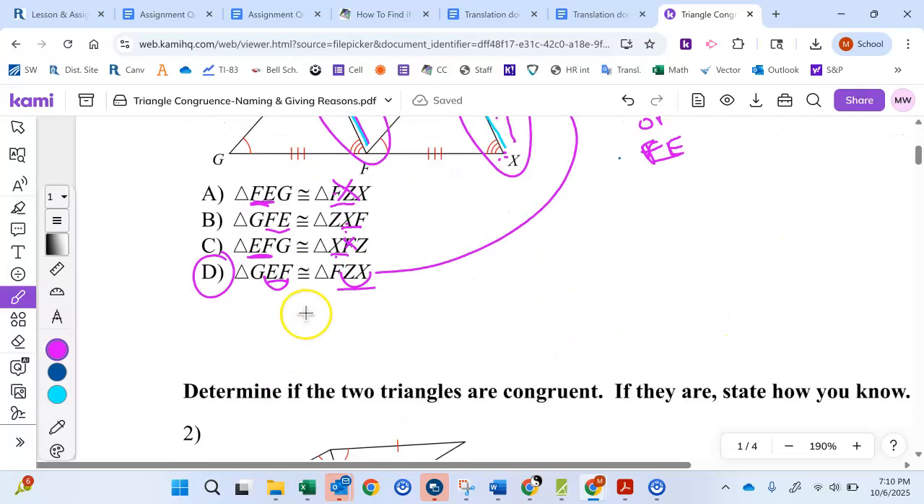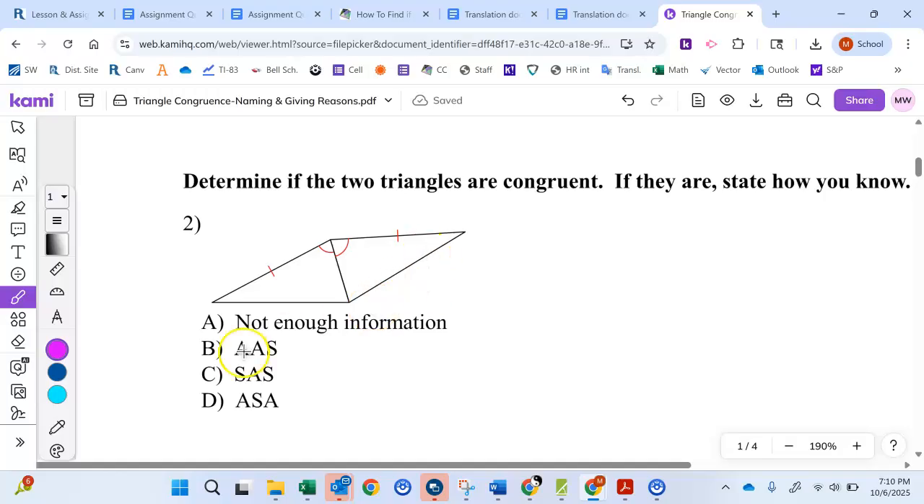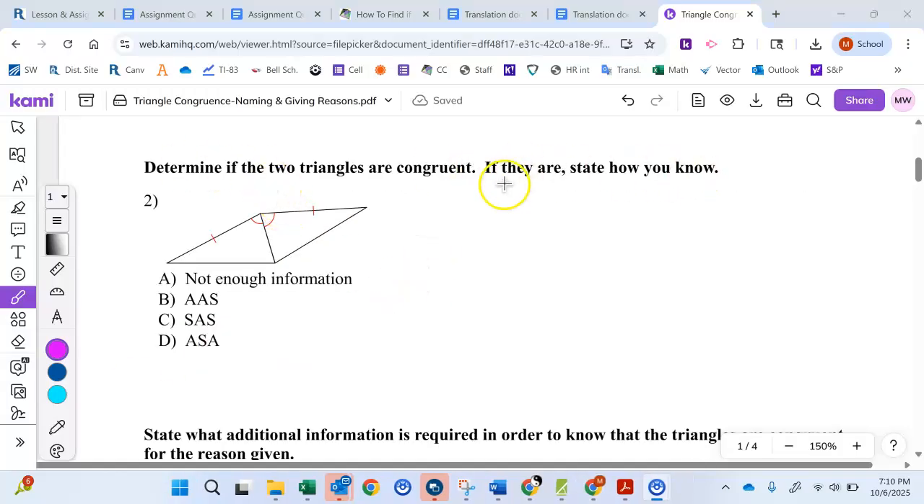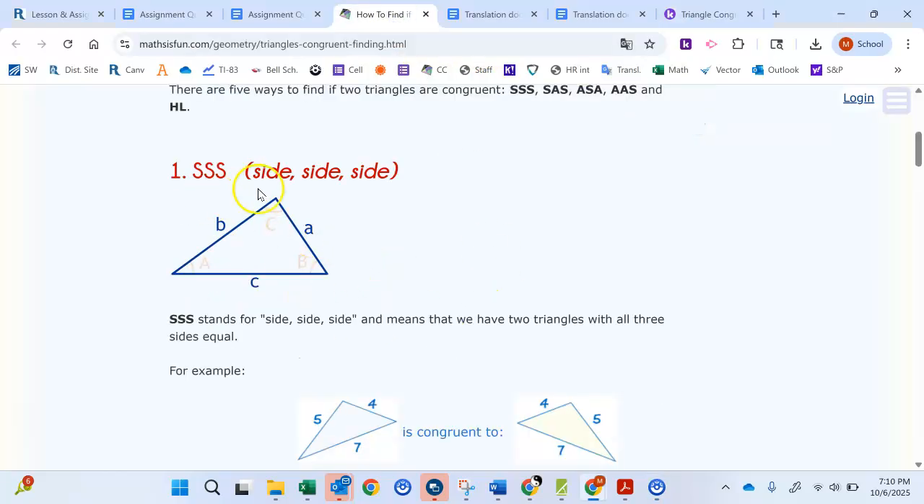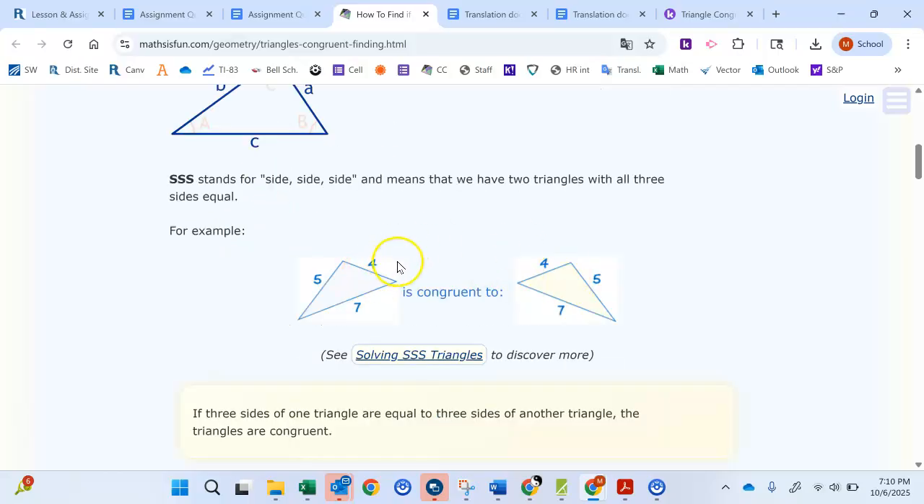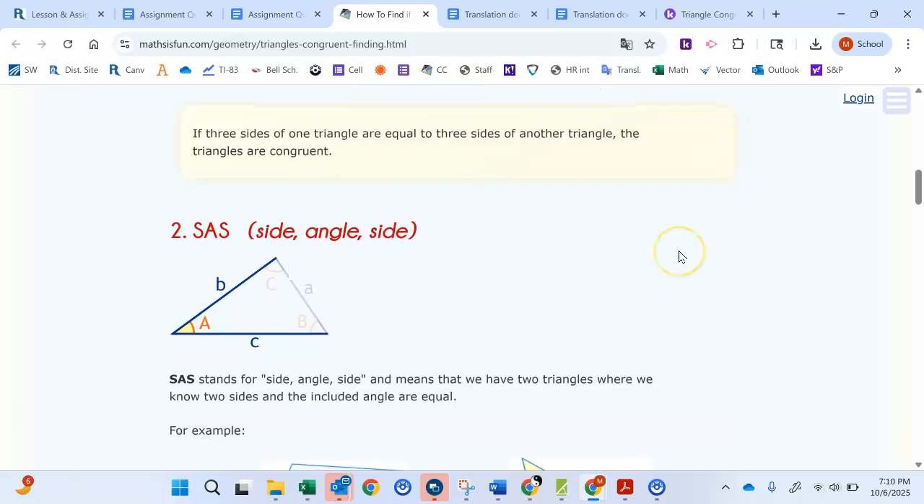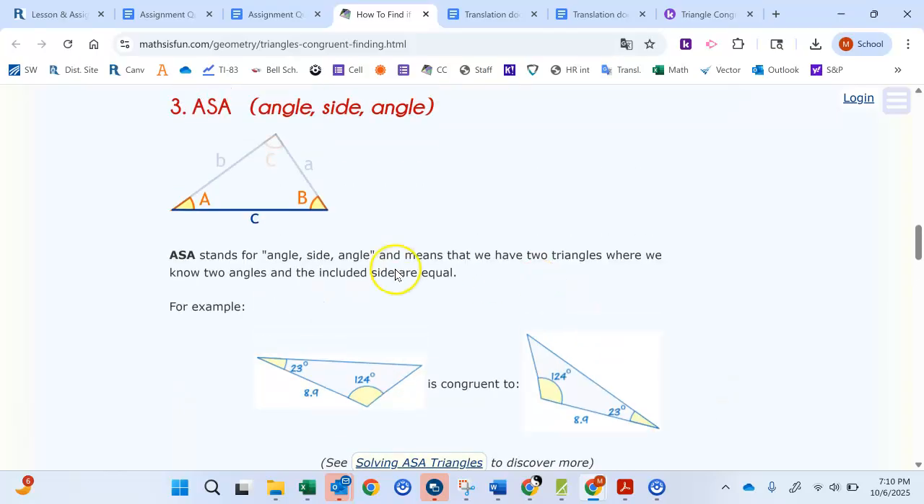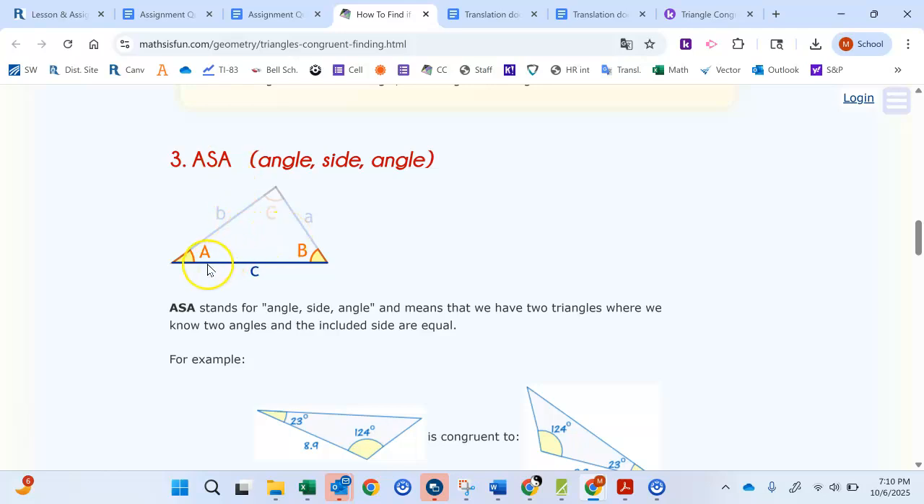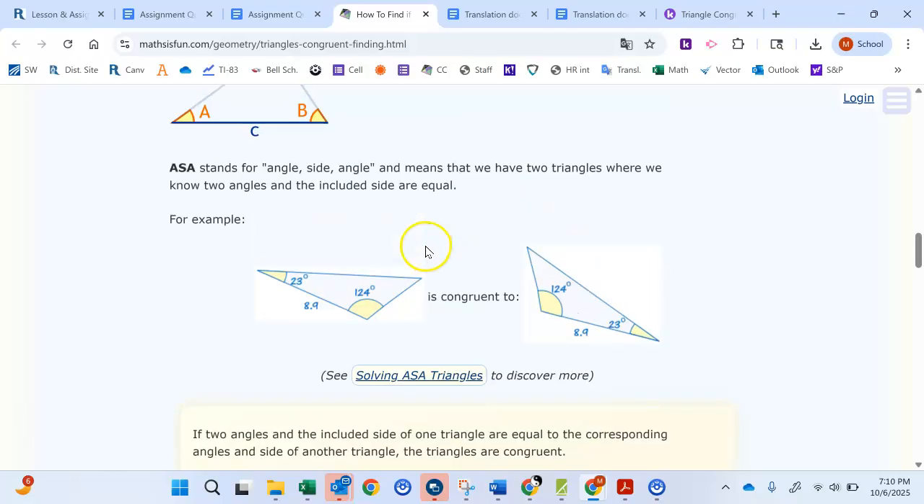That's how it works. The next thing is to look at the reasons for why you know something is congruent or not. Remember, that comes from over here. One is if all the sides are the same. Side, side, side, like this: 4, 4, 5, 5, 7, 7. The other one is side angle side, when you have two sides and an angle between them. Angle side angle is when you have an angle, and in between them is a side, and an angle. Okay, here's another one.